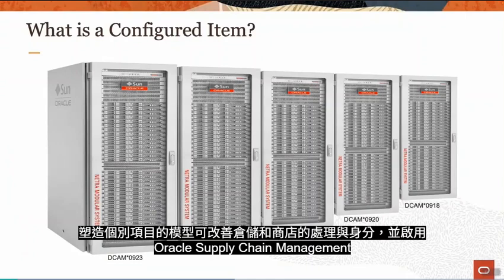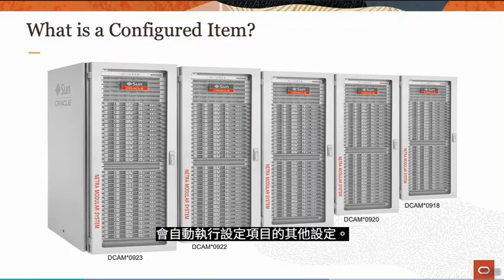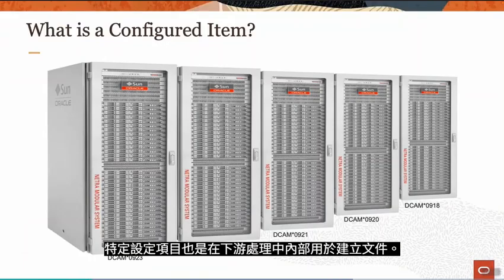The specific configured item is also used internally in downstream processes for documentation creation. Work orders, purchase orders, and warehouse documents use a configured item during the fulfillment process. In manufacturing, specific processing of option-dependent operations for the configured item work order is enabled based on the selected options and transactions. Production planning is also enhanced in this manner.